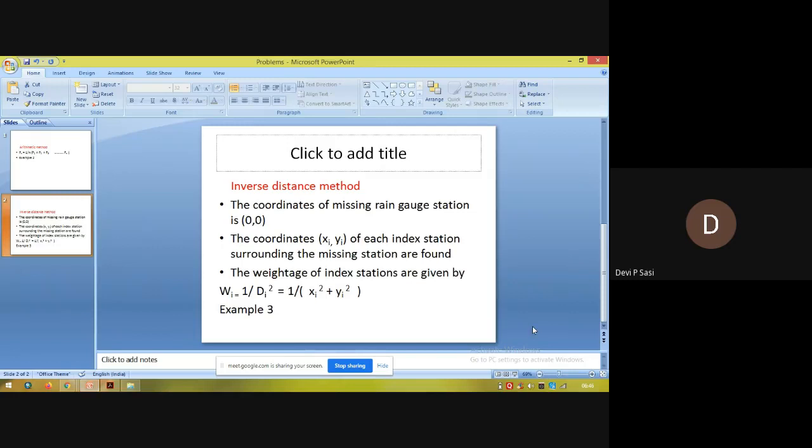First, the coordinates of the missing rain gauge station, or the inoperative station, are assumed as 0, 0. Then the coordinates of the other stations, that is the index stations, are found. Let us assume it as xi, yi. Third step is to find weightage. Weightage is equal to 1 by di square, where di square is xi square plus yi square. Then find Px. Px is equal to sigma Wi Pi by sigma Wi. Okay, that is about the inverse distance method.